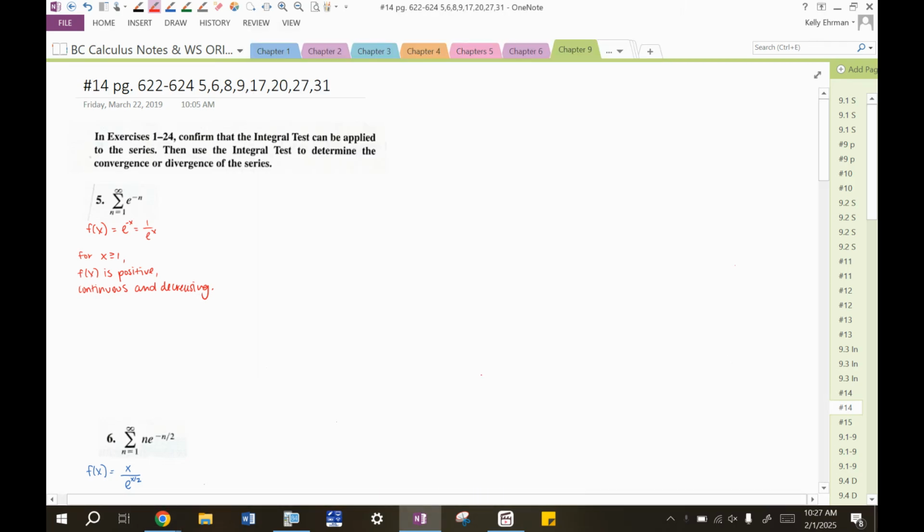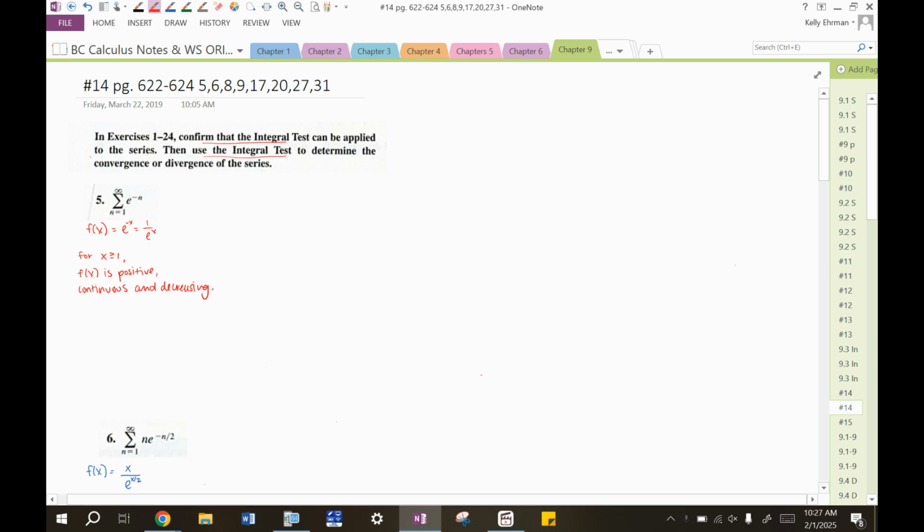All right, homework number 14. This is our homework assignment that goes with the integral test. It says confirm that the integral test can be applied to the series and then use the integral test to determine the convergence or divergence of the series. Remember, the integral test does not find the sum of the series, just the fact that it converges or diverges. I left the conditions up here for the integral test.